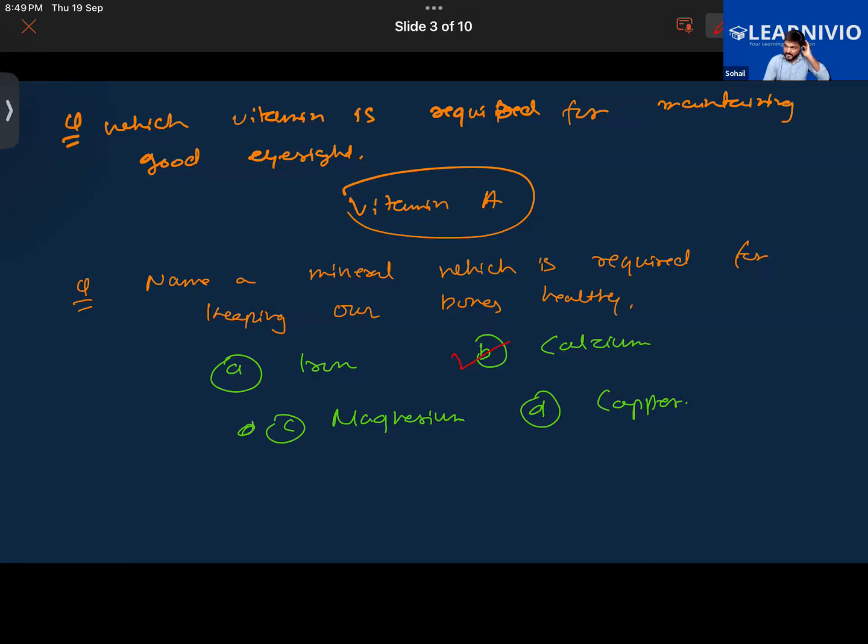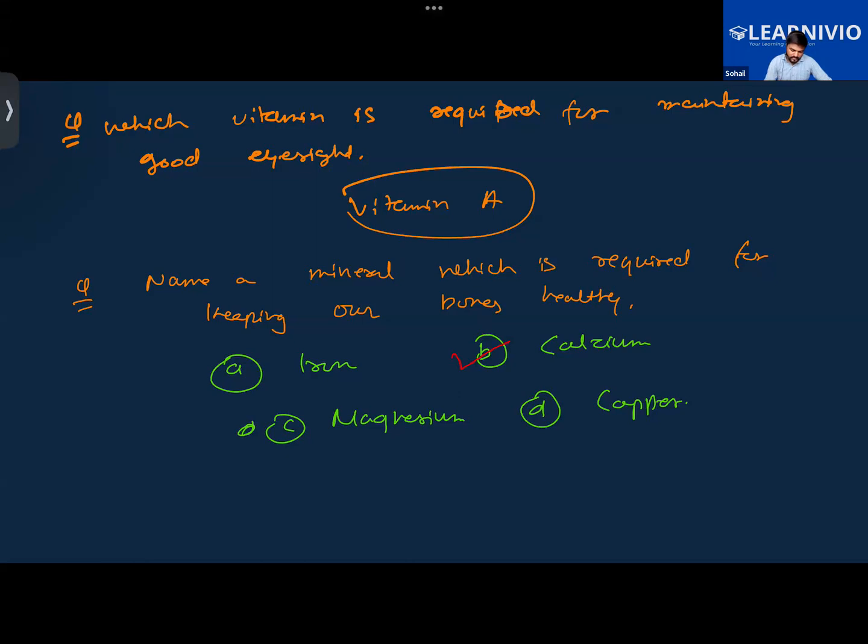Which food contains calcium? Milk. Very good. Milk and cheese. Cheese is a good source of calcium. Leafy green vegetables like turnip and spinach have a high level of calcium. Fish also contains calcium. Okay, that is one thing.